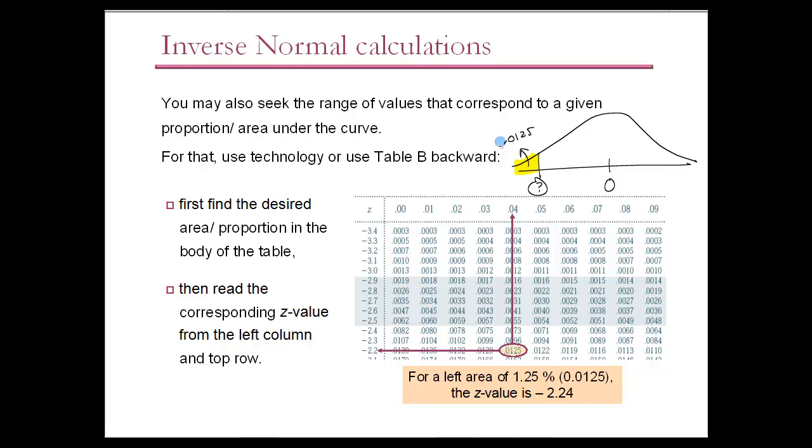So since this is a probability or an area, I look inside the table, and come up with the closest I can get to it, which this one happens to be exact, and that's associated with negative 2.24. So this value is 2.24, and it's below the mean, so I need to make sure I have a negative value there. So being able to work the tables forward and backwards is very important, and we'll get lots of practice with that with quizzes.